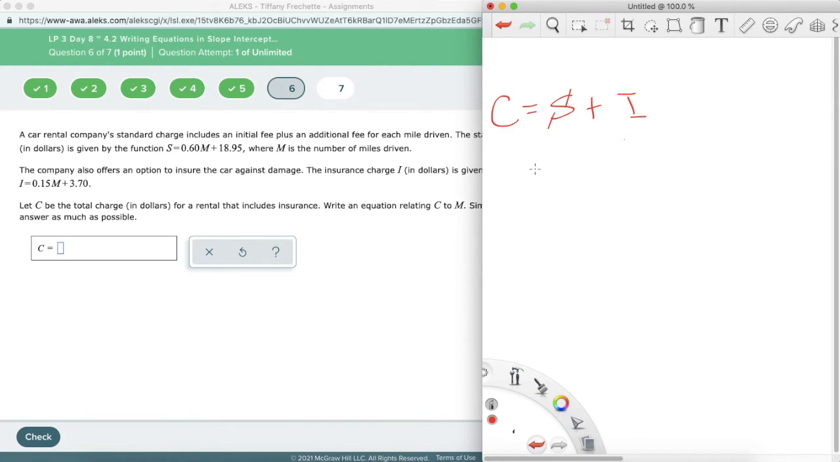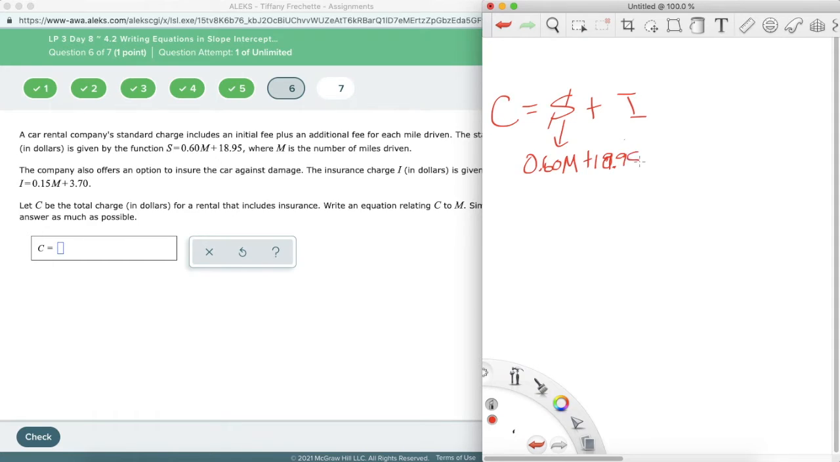So we know S is 60 cents per mile. That's what this 0.6M is. Since M is the number of miles, that tells me it's 60 cents per mile. I know they didn't tell us that, but that's what it is showing us in the equation. And then it's $18.95. That means there's a base fee there. No matter what, I'm going to pay $18.95 just to rent the car. So it's plus $18.95.